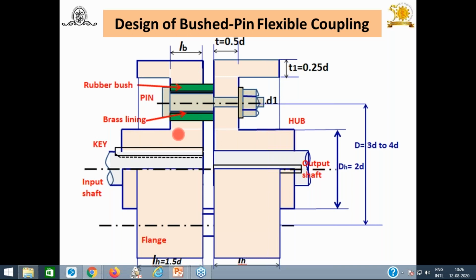This is the hub part of the flange. This is the hub part of the output flange, and this is symmetric, that's why I have not shown it toward this side. Second, this flange or hub is mounted on the shaft by using a key. Here another key is used on the output shaft also to fit this output flange. Try to understand. Then second, how these two flanges, the input flange and the output flange, are connected or joined.